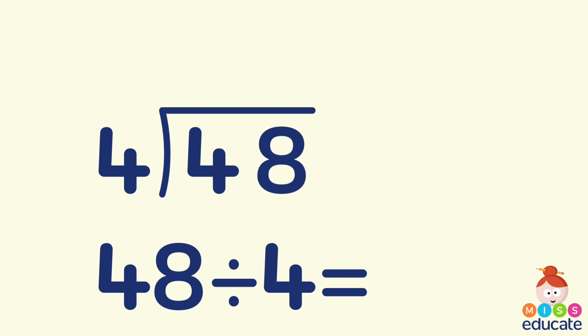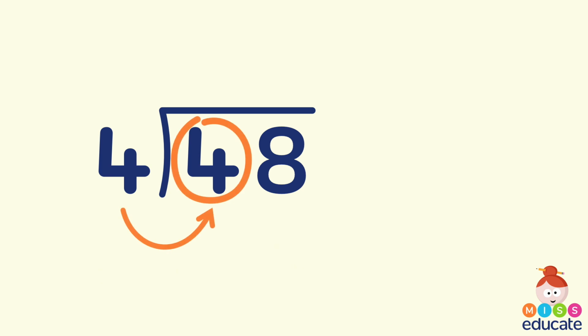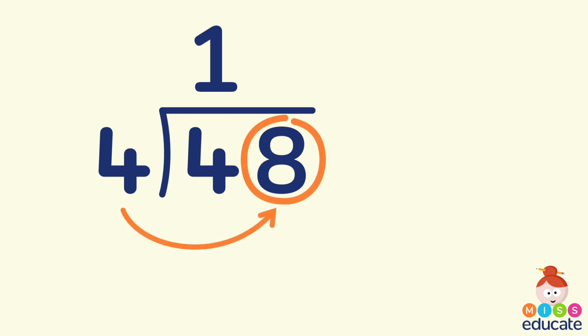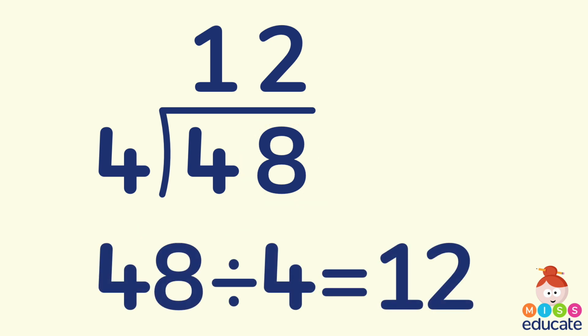So how do we use this? Well, first of all, we look at the 4 and we make the decision, how many 4s are there in 4? Well, that's easy. We know there's 1. 1 times 4 is 4. And the 1 goes above the 4 on top of the bus stop. Then we look at how many 4s there are in 8. And we know that there are 2 4s in 8. And so the 2 goes above. And so you can see on top of the bus stop there, our answer of 12. Just as it was when we just used that times table knowledge of 12 times 4 is 48. So 48 divided by 4 is 12.